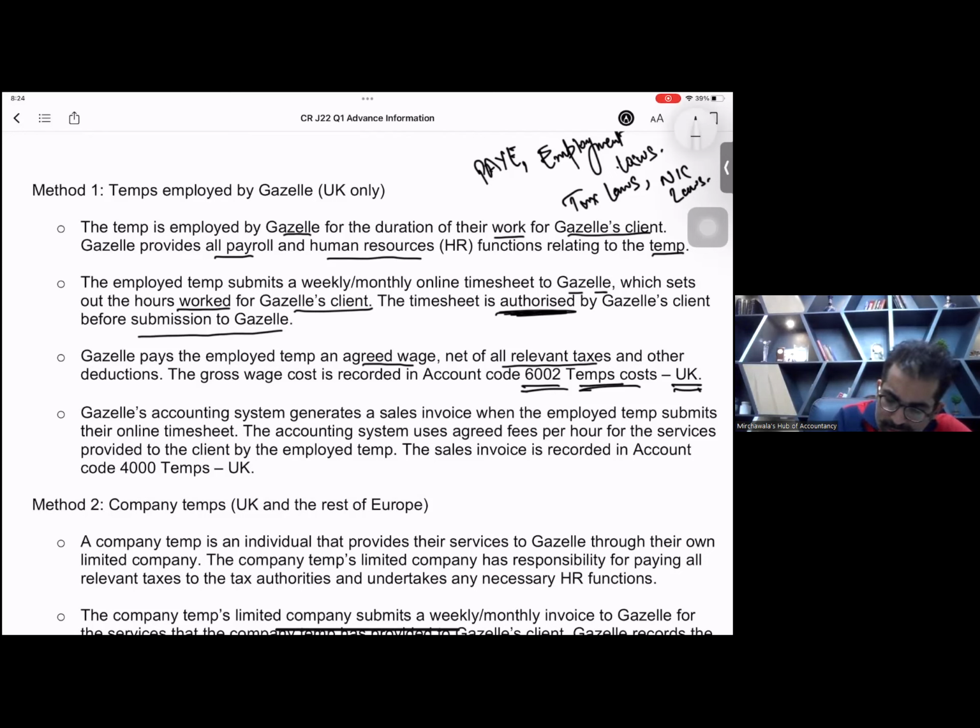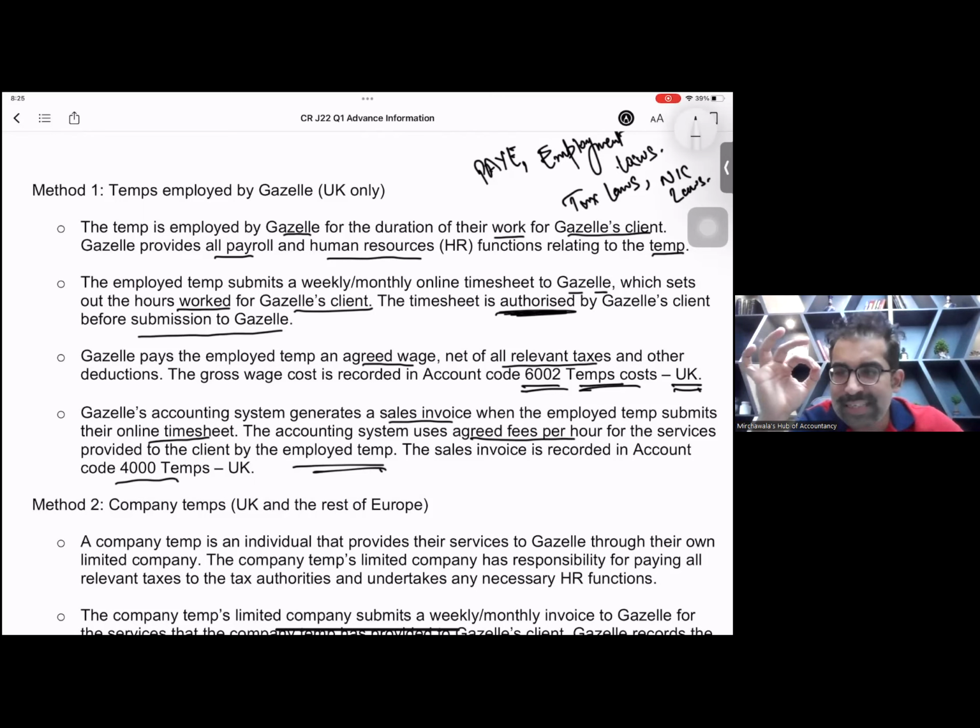Gazelle's accounting system generates a sales invoice when the employed temp submits their online timesheets. The accounting system uses agreed fees per hour for the services provided to the client by the employed temp. The sales invoice is recorded in account code 4000. Now, what happens when we get the approval from the client and we pay our employees? The very next step is we send the invoice, because now Gazelle needs to collect the amount from the client.